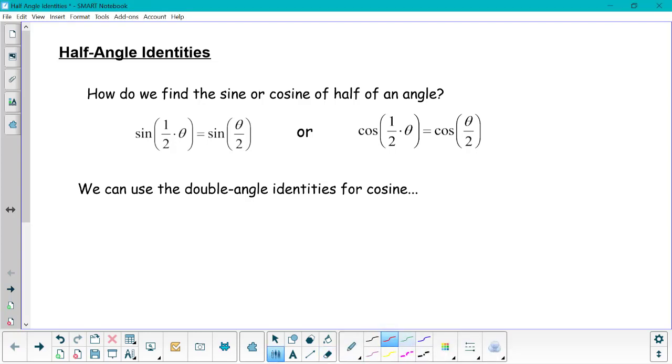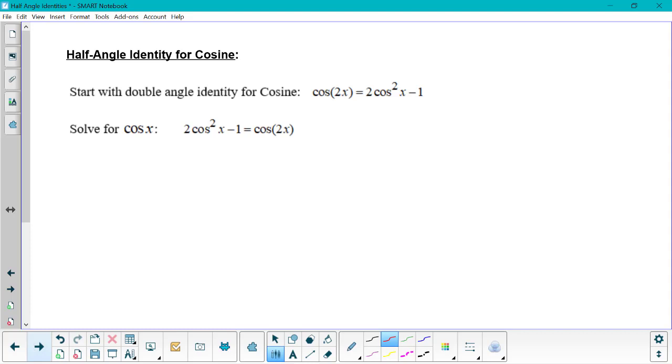Specifically, we're going to use the double angle identity for cosine. We're going to use the double angle identity that involves only cosine and the double angle identity that involves only sine to help us find our half angle identities. I'm only going to derive one of them because it's a very similar procedure for the other. So let's derive the half angle identity for cosine. How do I find the cosine of half of an angle?